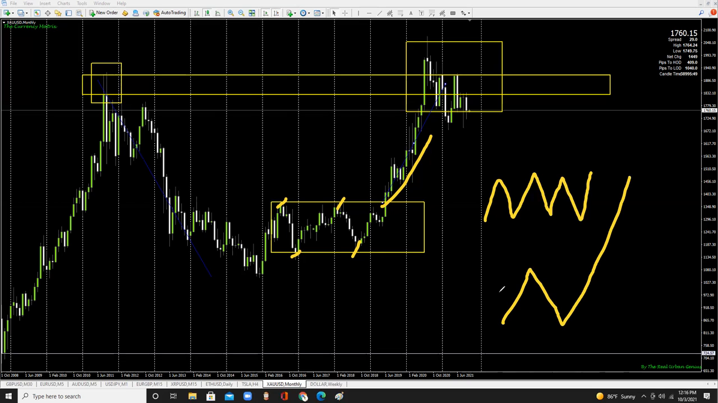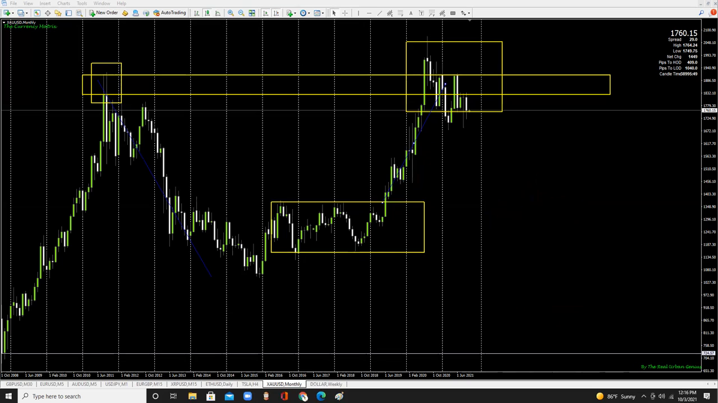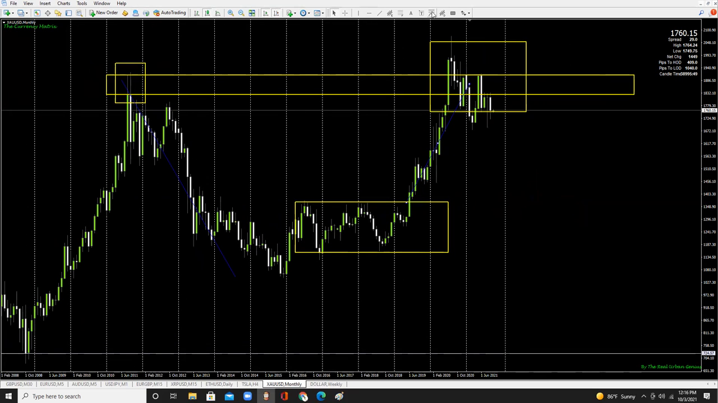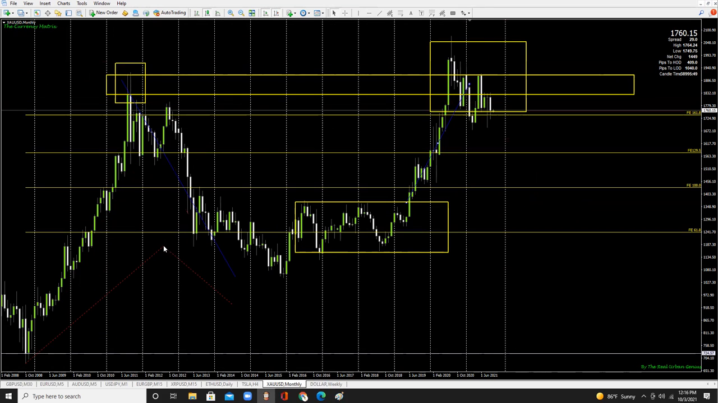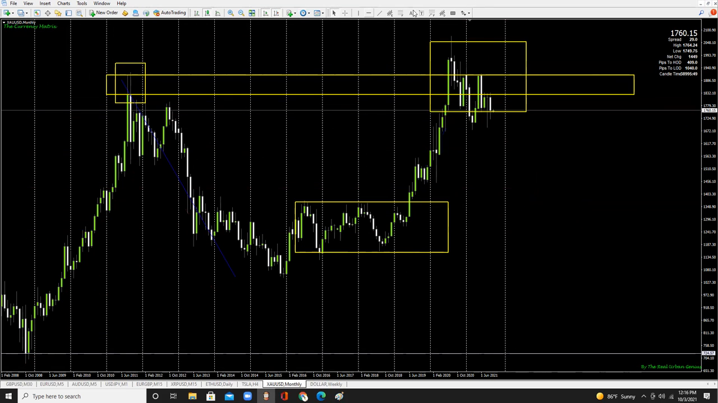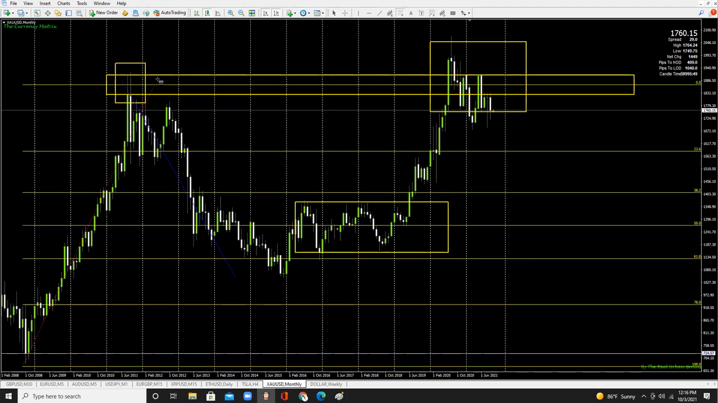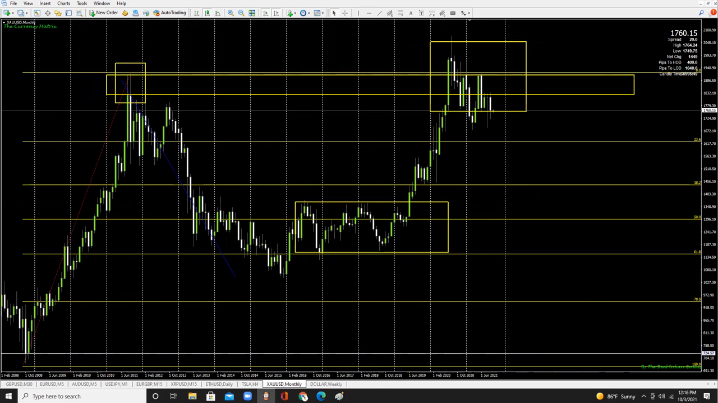And that is an ABCD pattern that you guys likely hear me talk about. I really like to enter off ABCD patterns. This whole W or this whole M right here is actually an ABCD pattern. So if you take your fibs from your low to high, look at how this retracement came right to the 68 and the 50.